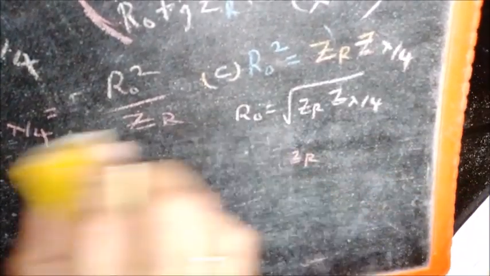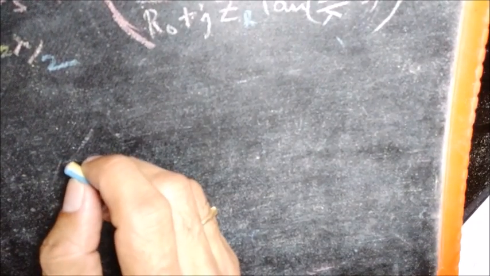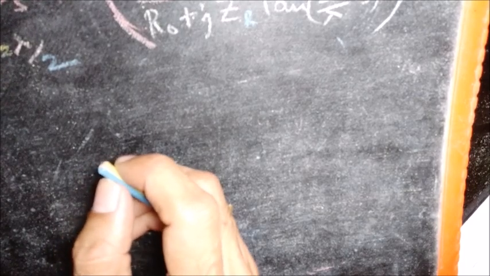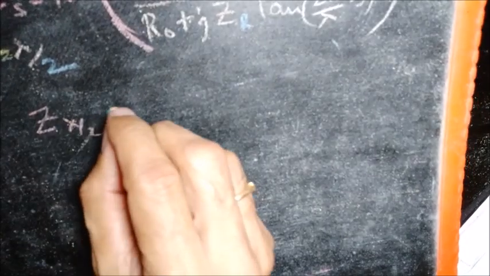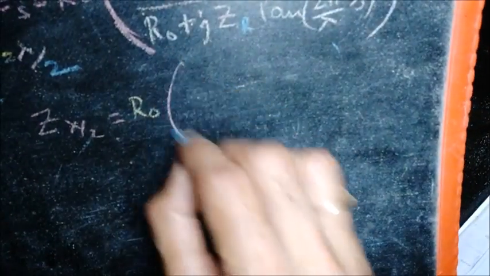Now the third case that we consider is lambda by 2. We'll solve an example regarding lambda by 4 later, then it becomes clearer. The third case that we consider is lambda by 2. That means the transmission line length is lambda by 2. Now what happens when the length of the transmission line is equal to lambda by 2? Z lambda by 2 becomes equal to R naught.